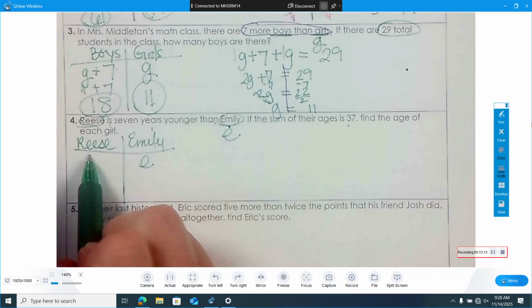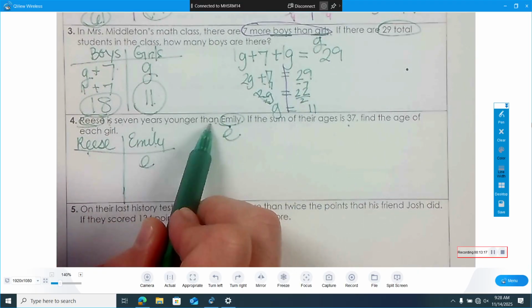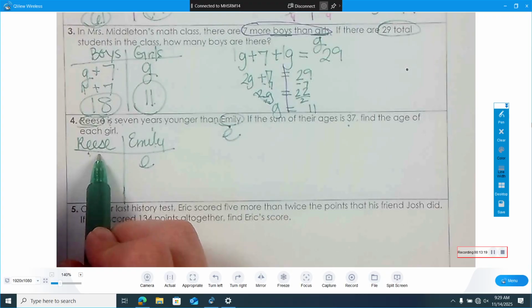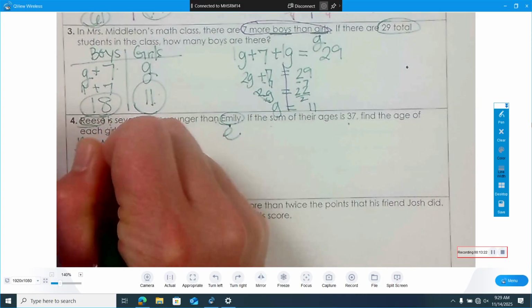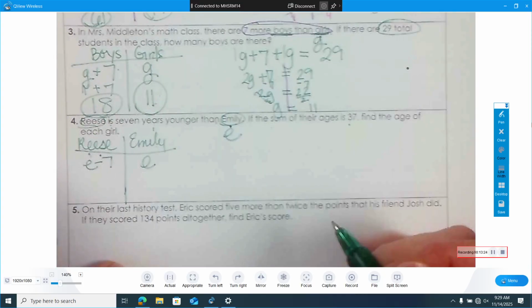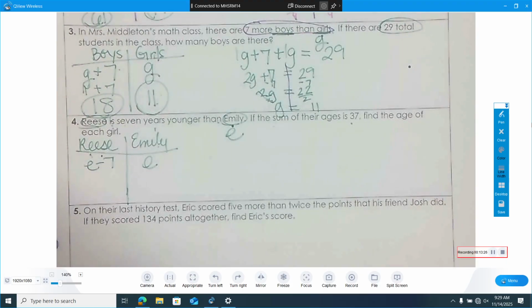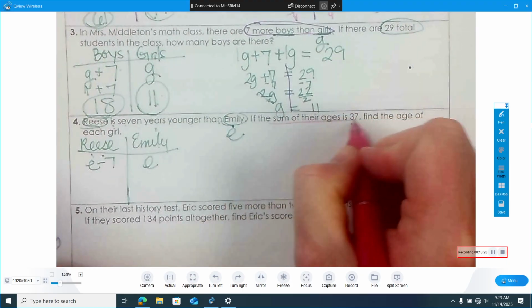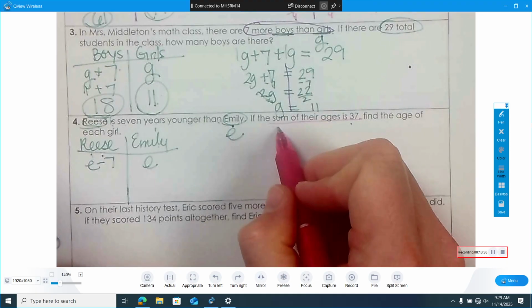And then it says Reese. So now we're talking about Reese. Reese is 7 years younger than Emily. So what should I write for Reese? E minus 7. Hey, I love that cool response. That was awesome. Now it says, the sum of their ages is 37. What should I do for the sum of their ages?